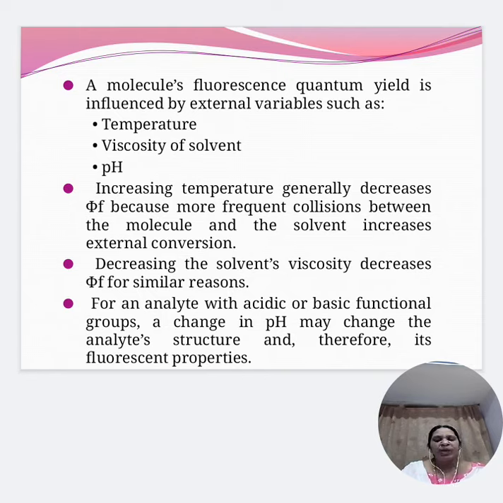Decreasing the solvent's viscosity decreases the phi f. When the viscosity of the solvent is decreased, your fluorescence quantum yield also decreases. For an analyte with acidic or basic functional groups, a change in pH may change the analyte structure and therefore its fluorescence properties. By changing the acidic or basic nature of the functional groups, your pH value changes and thereby the fluorescence properties also change.